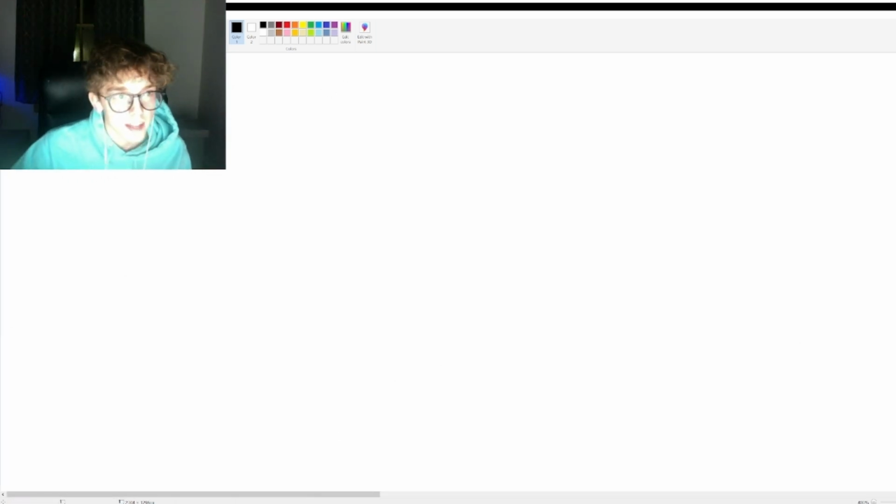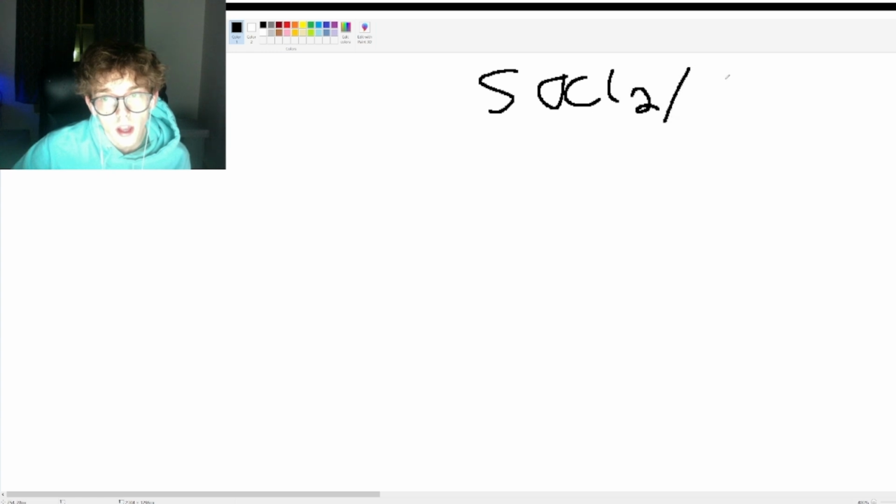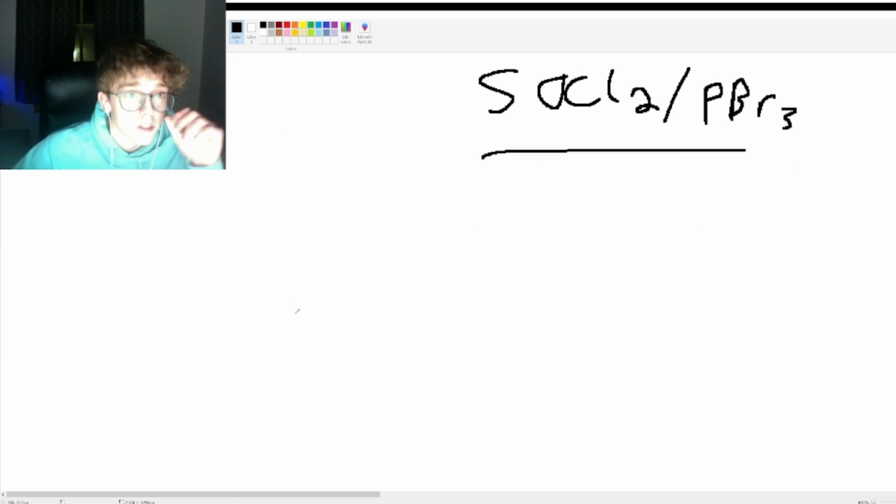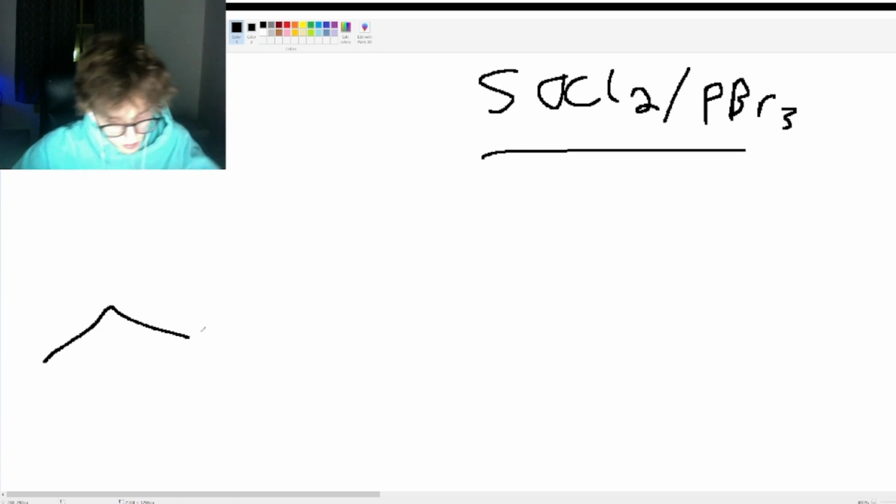Okay, so for our last SN2/SN1 reaction, I want to look at the reagents SOCl2 and phosphorus tribromide. Alright, so what do these reagents do? How are they useful in the lab? Well, they're just convenient reagents so we can turn alcohols into alkyl halides. So let's make an alcohol here.